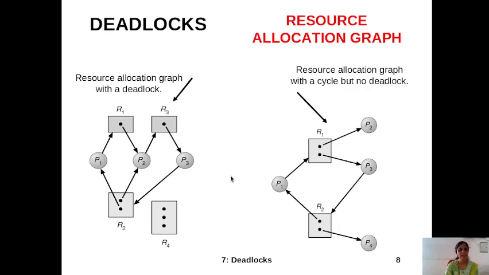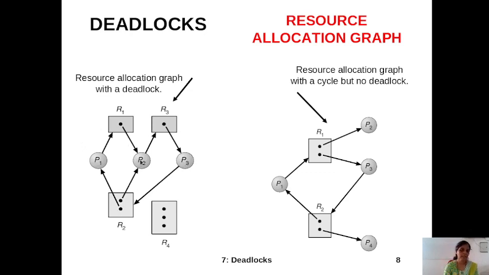Now consider another resource allocation graph. Suppose P3 is requesting one instance of resource R2. In this case, you check for cycles. P1 has already been allocated R2. It's holding one resource of R2. P1 has requested R1, and R1 is being held by P2. P2 is requesting R3, R3 is being held by P3, and P3 is waiting for R2.